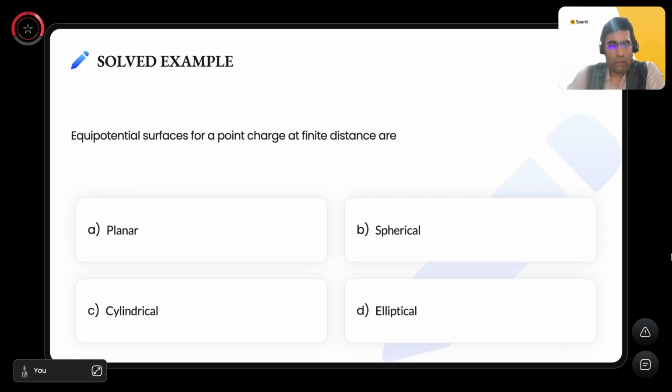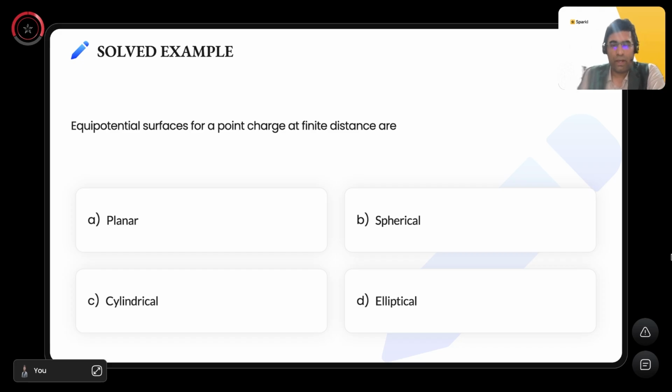Equipotential surface for a point charge at an infinite distance is... So for a point charge, the equipotential surface will be basically spherical. Okay.